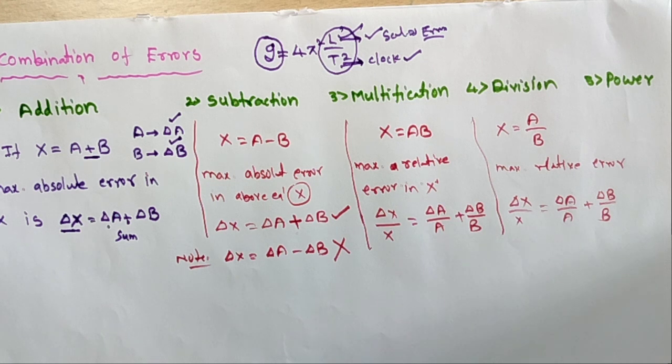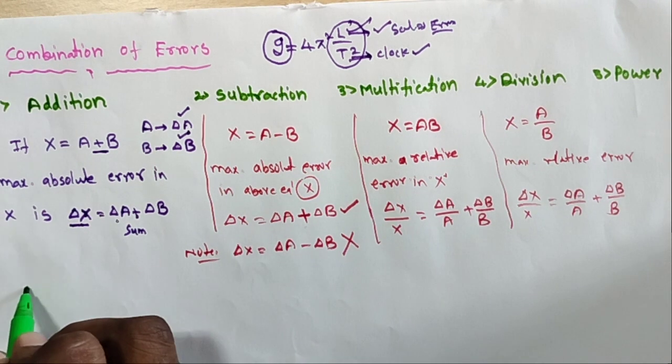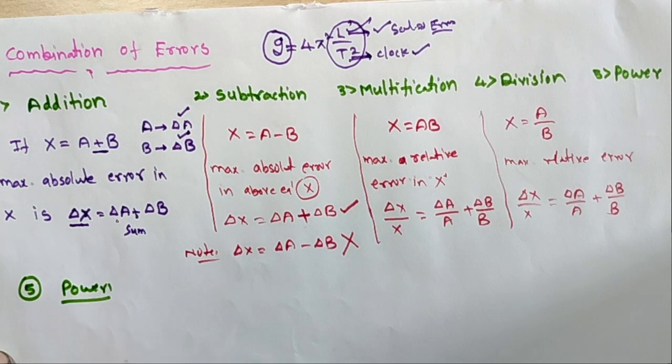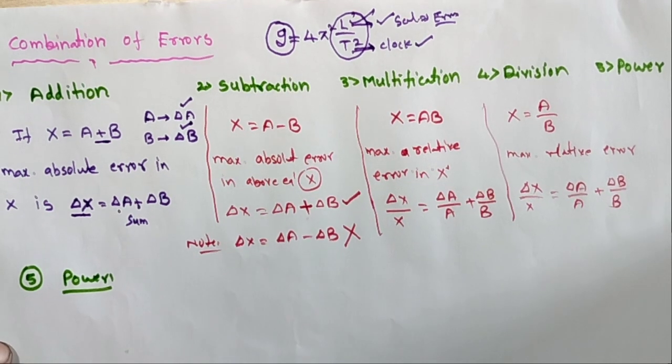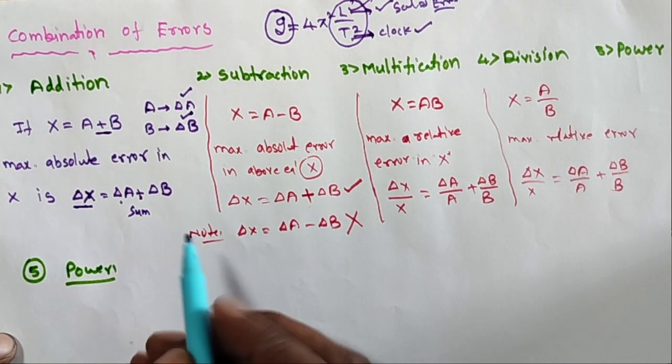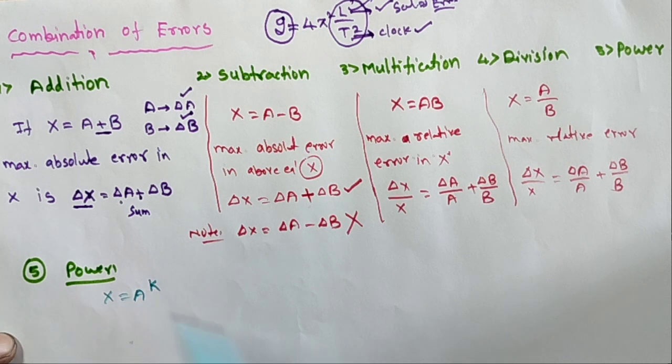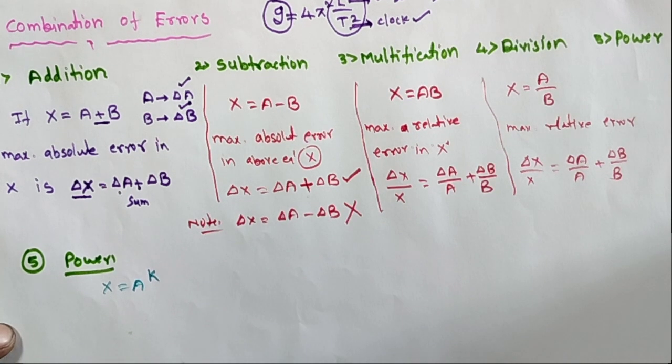Next, the fifth one, powers. If you give some powers, I am taking one example in the powers. Here X is equal to A power K, where K is a constant like 1, 2, 3, 4. What is the delta X by X, the maximum relative error?